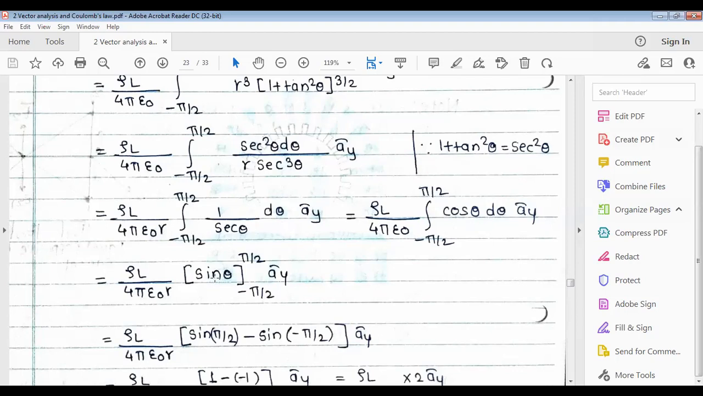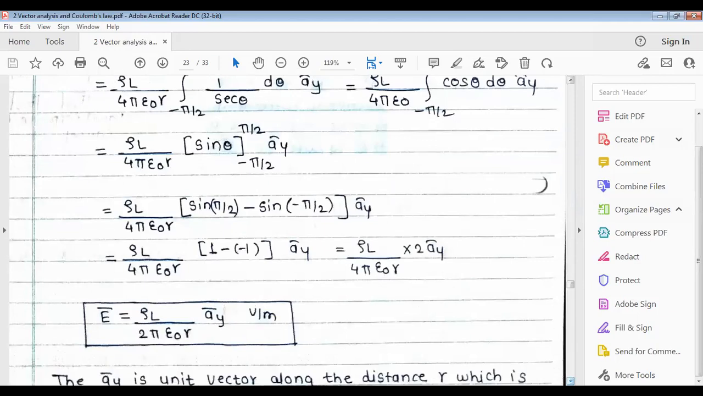Now we have to take the integration of this cos theta, which is plus sin theta. Remember, the derivative of cos theta is minus sin theta and the integration is plus sin theta. Okay, so it is plus sin theta, from minus pi by 2 to plus pi by 2 into unit vector a bar y. Just put here the angle, that is sin pi by 2 minus sin minus pi by 2. Okay, and sin minus theta is minus sin theta.